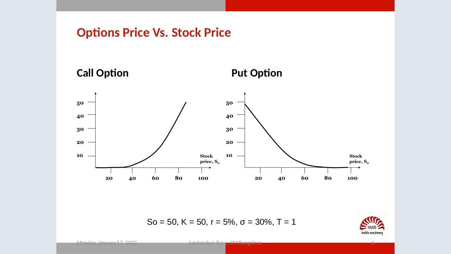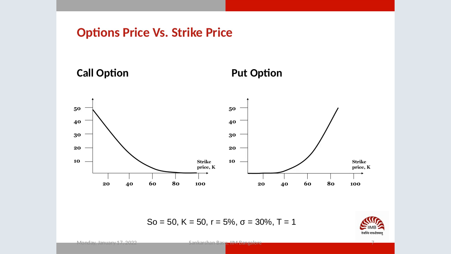As it comes closer to maturity, as it goes above the strike price, it goes to 0. And this is the same example with the strike price, but just going the other way around, because the stock and the strike work in opposite directions.